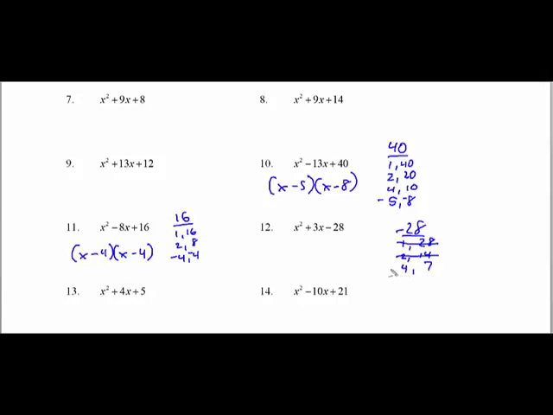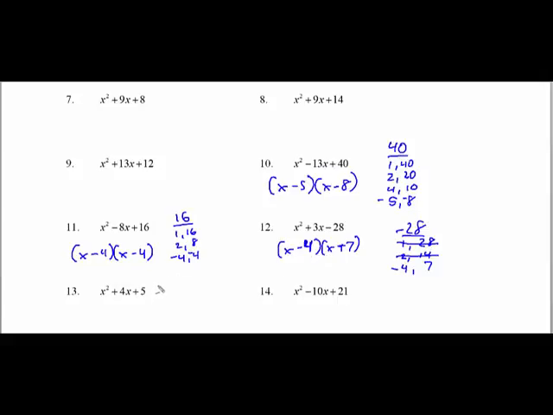4 and 7 works, because if one of these is negative, I can get a 3. Now, which one should be negative? It should be the 4, because 4 times the negative 4 times the 7 gives me the negative 28. And then if I add them together, I get a positive 3. So here it is, x minus 4 and x plus 7. And again, if you're not sure about these, just FOIL them out and see if they work.